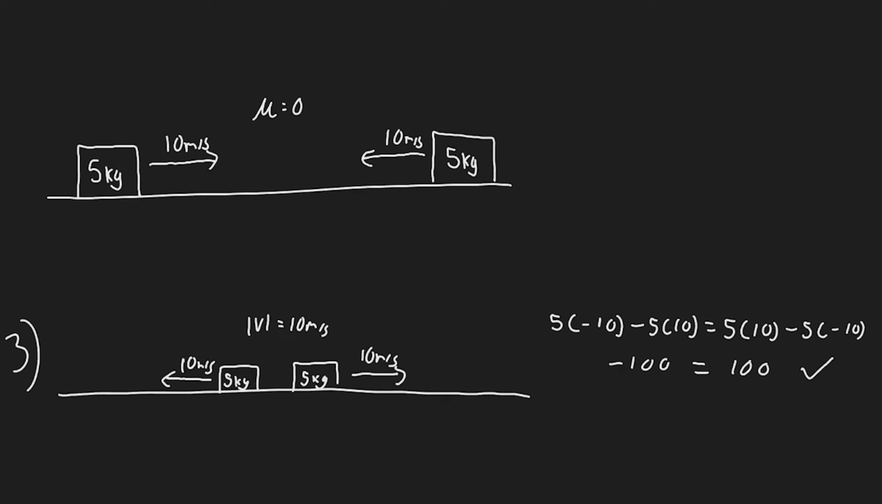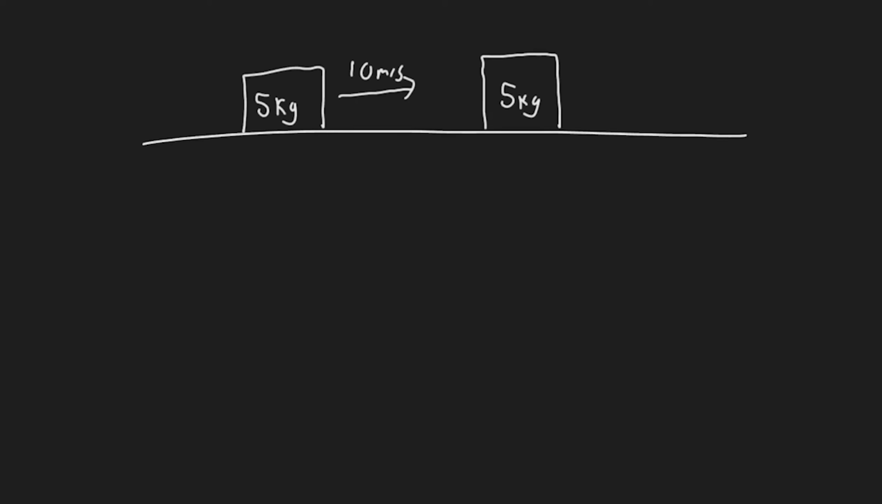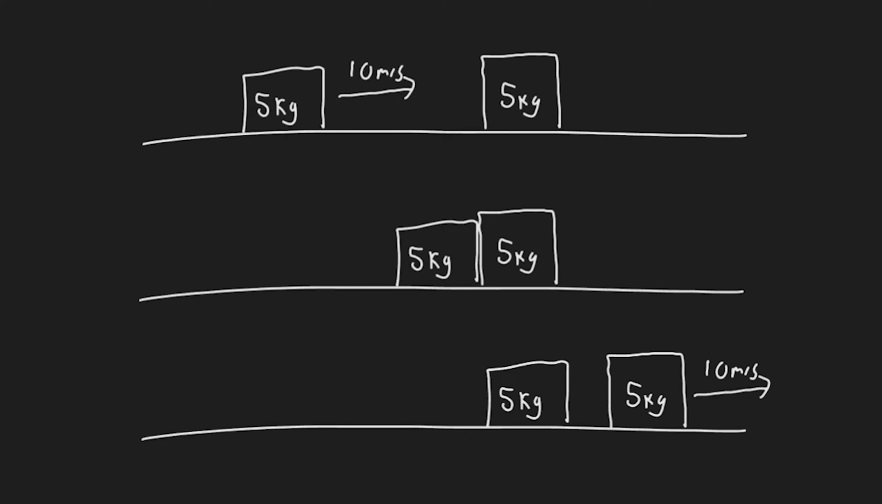The third scenario from earlier describes an elastic collision, and in this one, two objects perfectly bounce off of each other. If we look at the example we used for the perfectly inelastic collision, where one of the masses was stationary, an elastic collision will result in the mass on the left stopping and the mass on the right obtaining a velocity equal to the velocity that hit it. So the left object stops while the right object moves at a velocity of 10 meters per second. Think of billiard balls colliding as an elastic collision.